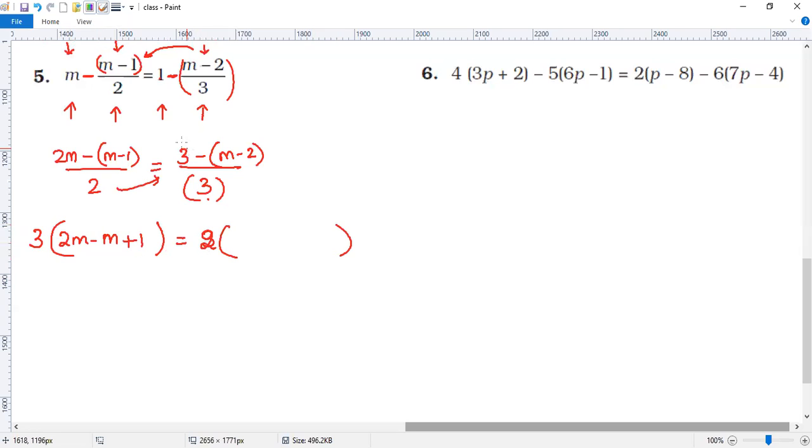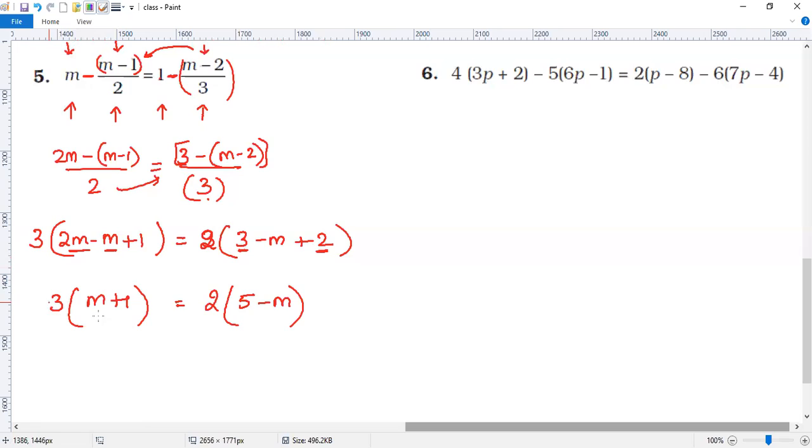So what is it that I have inside? This is 3 minus m, then minus into minus plus 2. Okay. Here I have 2m minus m. How can I write it? 2m minus m is what? m plus 1 is equal to. Here again 2 times of, this is 3 plus 2. Correct? What is 3 plus 2? It is 5. And we have a minus m. So now I'm going to multiply 3 with m plus 1.